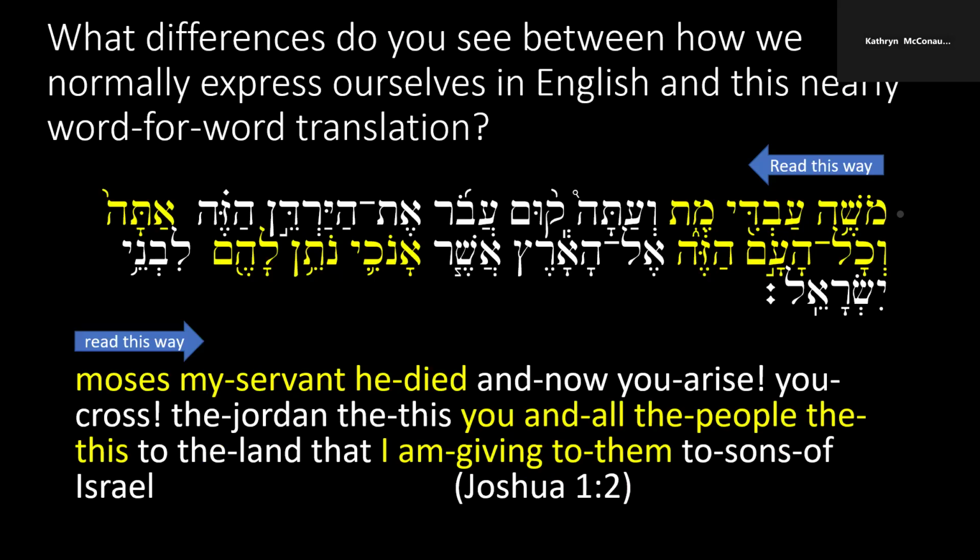We know this from when we translate Hebrew, but if you just look at this text for a second, Moshe avdi met va'ata kum avor et hayarden hazeh ata v'kol ha'am hazeh el haaretz asher anochi noten lahem livnei Israel. If we do this form by form, we end up with the translation at the bottom of the slide. Moses, my servant, he died, and now you arise, you cross the Jordan, the this, you and all the people, the this, to the land that I am giving to them, to sons of Israel.